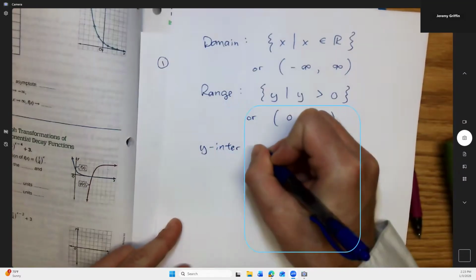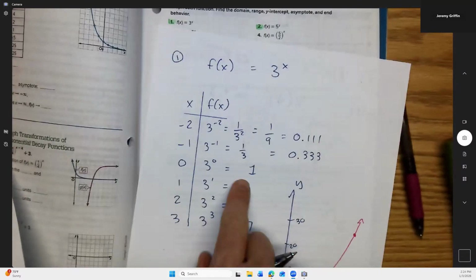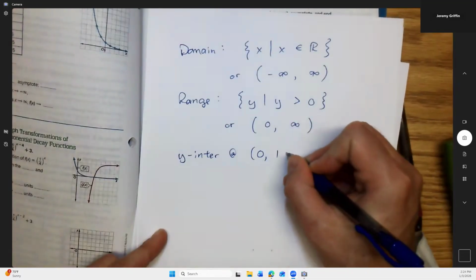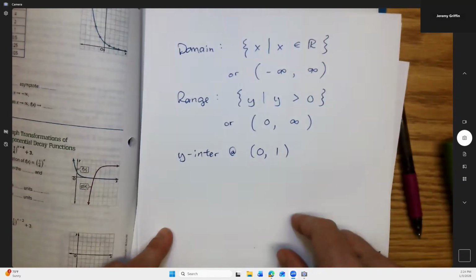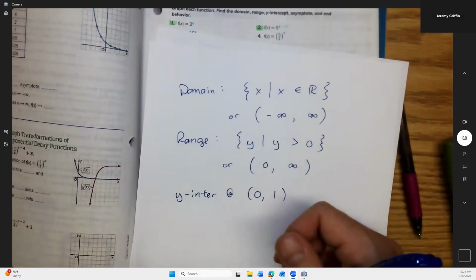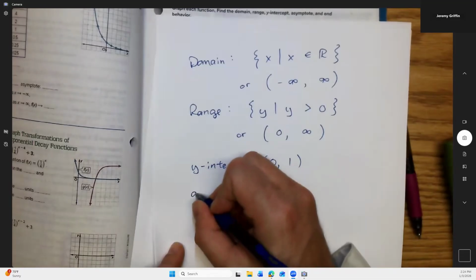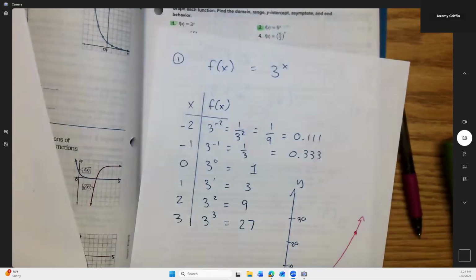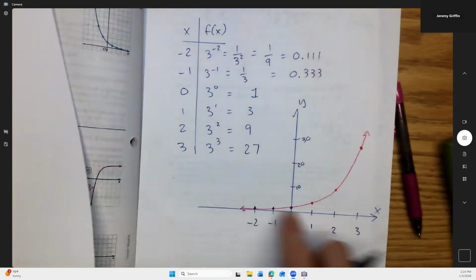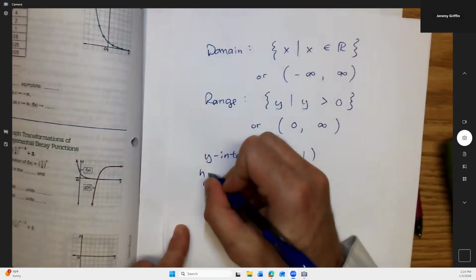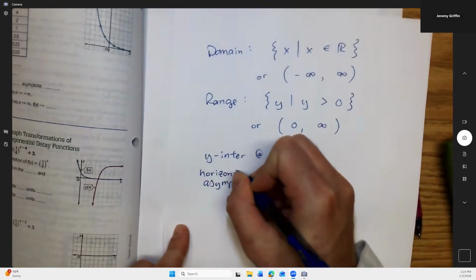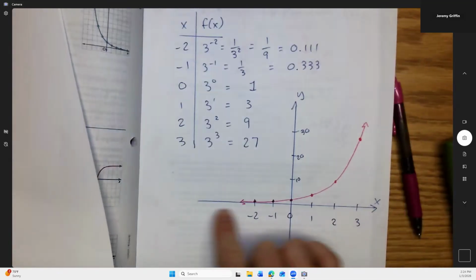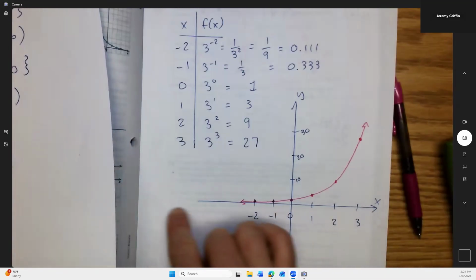The y-intercept should be right here, 0, comma 1. So for your parent functions, for these exponential functions, that's usually a universal y-intercept. And then asymptote. Well, there's no vertical asymptote here, but there's a horizontal asymptote. So maybe I'll specify that. Horizontal asymptote at y is equal to 0. So this graph will never reach y equals 0, but it'll asymptotically approach it if you go to the left.